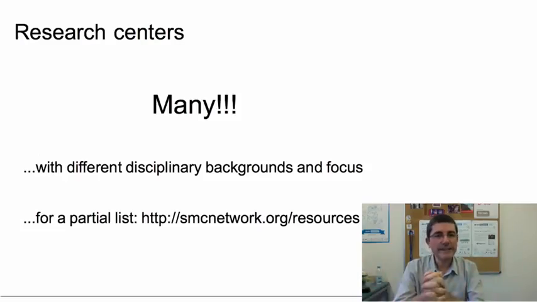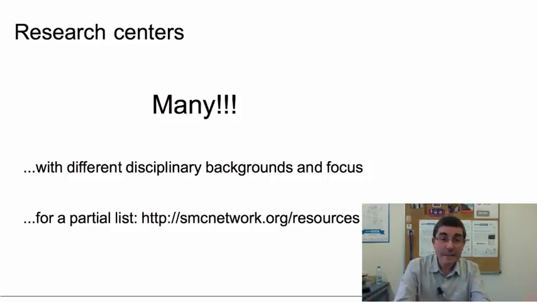So about research centers, there are many. This is a field that is quite consolidated by now, and therefore is present in many universities around the world. However, being an interdisciplinary area of activity, every research center might be quite different. It's an activity that is present in different types of departments, in different types of universities.